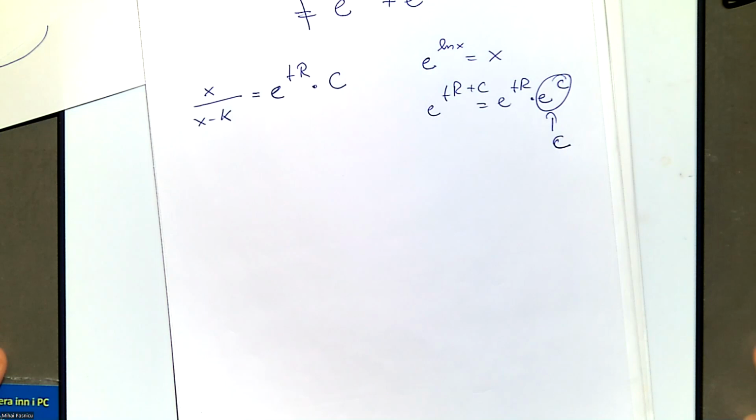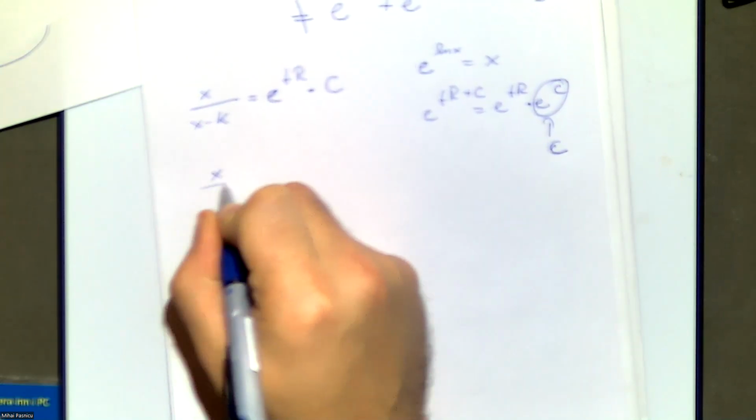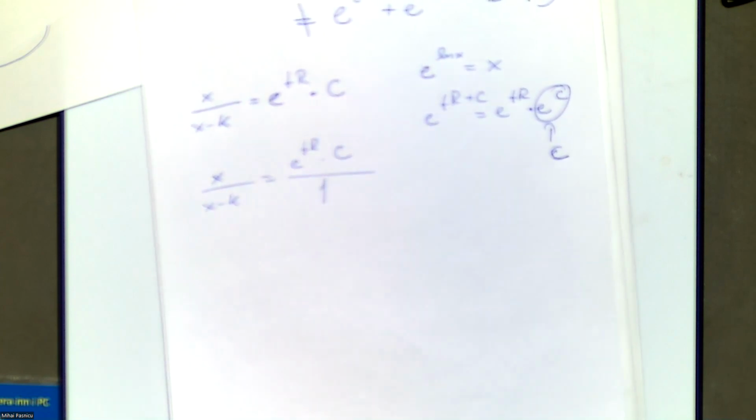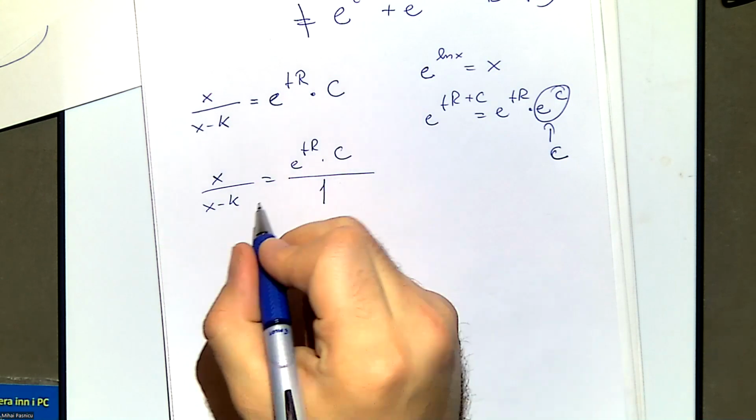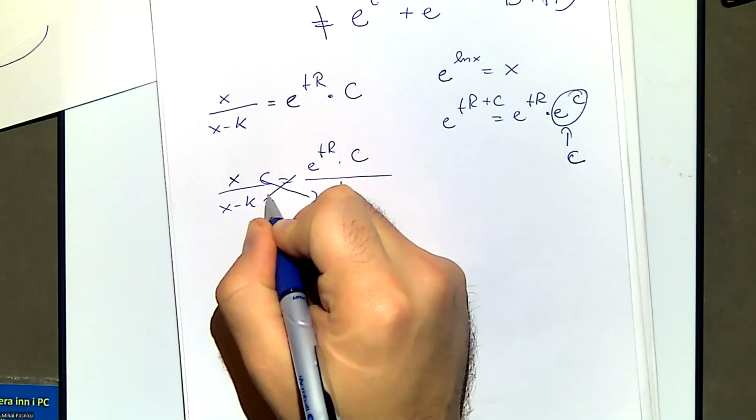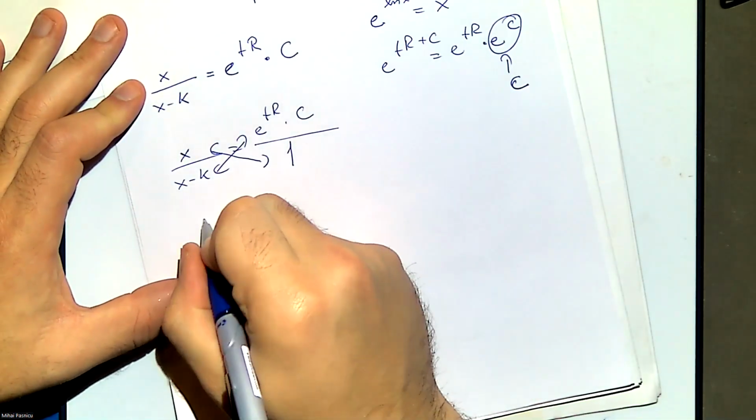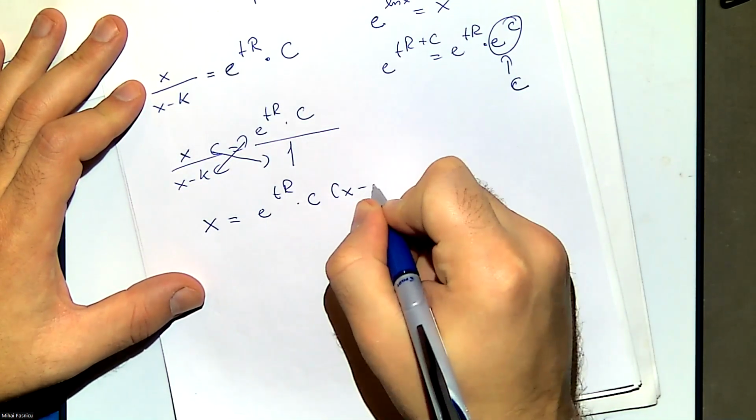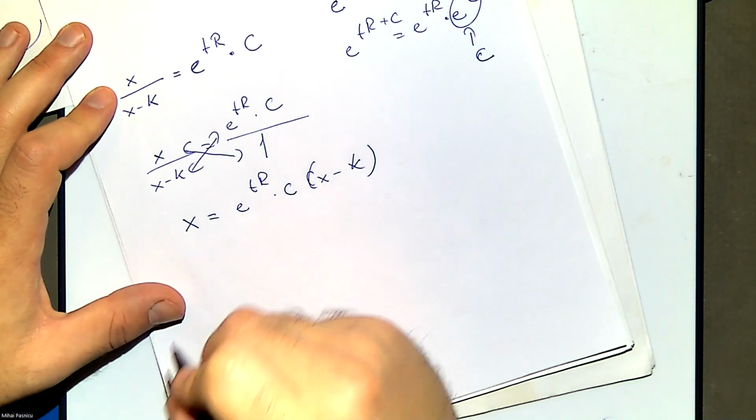Now, how do we actually solve this? Quite hard. I don't know. I have some ideas, I guess. So, I can just write it as x over x minus k is equal to e to the t times a constant over 1. And I don't know exactly what it's called, but the product of the opposites has to be equal. I don't know exactly how you learned it, but x is equal to e to the t times a constant times x minus k. And finally, I can see a solution from here.